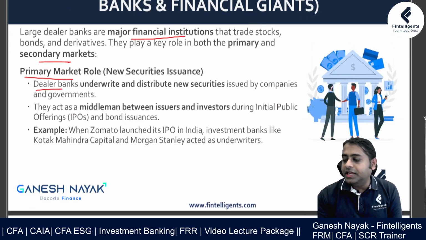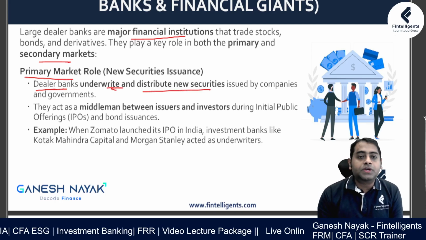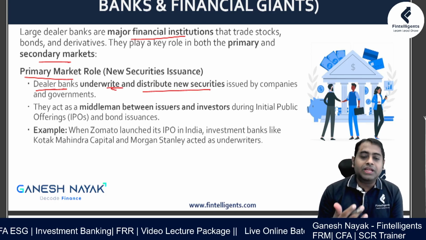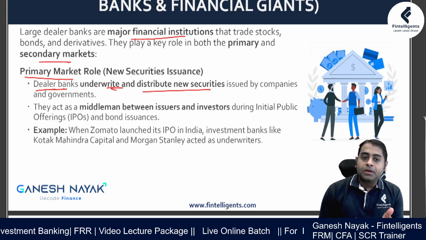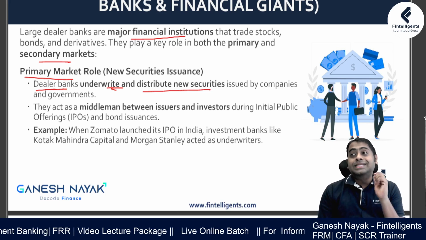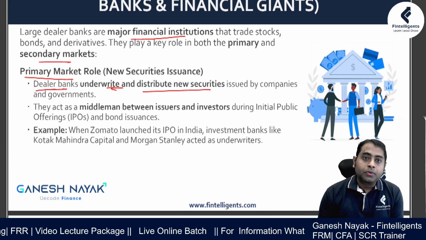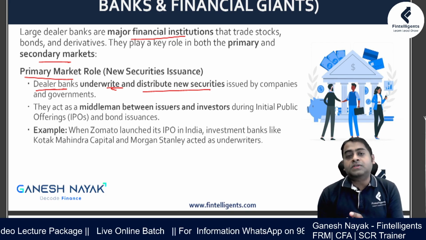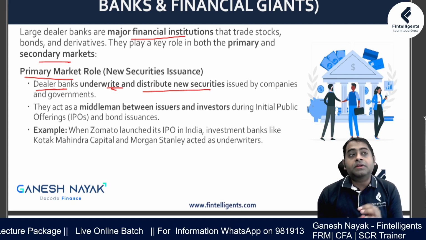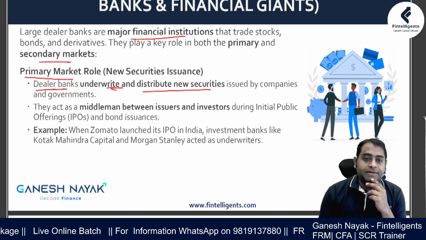So dealer banks or investment banks help in underwriting and distribution of new securities. Whenever there's an IPO, you need an investment bank sitting in between, trying to understand what the price of this company should be. You also need banks to sell it to big institutional investors. They generally do a roadshow, where they call mutual fund people and others. They highlight what this company does, and they try to sell the securities in bulk to these kinds of institutional investors.